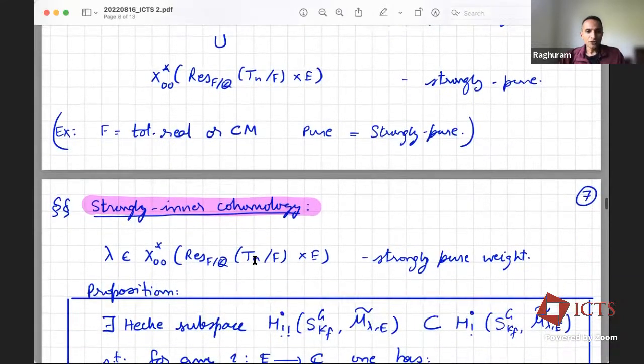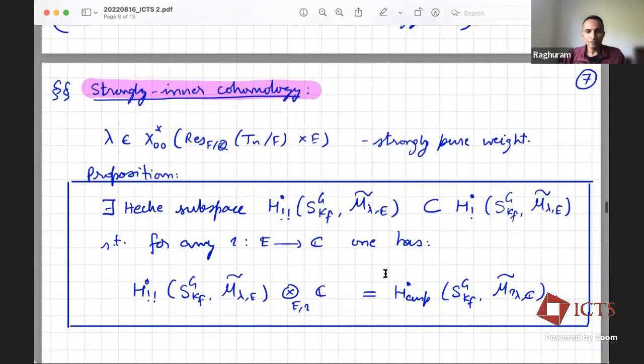So now if I take such a strongly pure weight, I want to understand the cuspidal cohomology that it can possibly support. And I want to qualify this theorem of Clozel that there is a rational structure. In fact, that rational structure is visible at an algebraic level. The statement would be there is a Hecke subspace, which I'm going to denote H dot shriek, strongly inner cohomology is what we call it, inside the space of inner cohomology. This is all happening over E, totally algebraically, so that for any embedding from E to C, this strongly inner cohomology base changes to cuspidal cohomology.